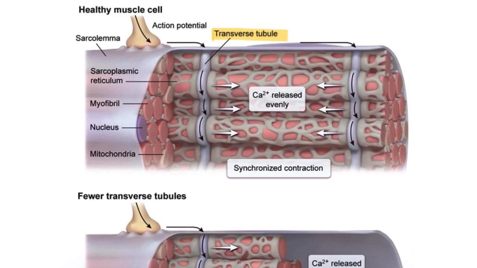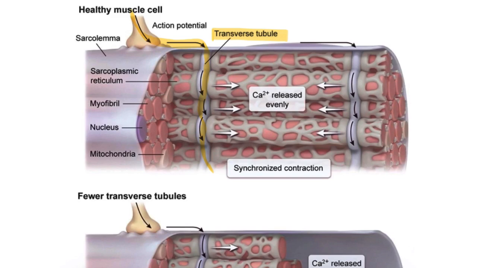a healthy skeletal muscle cell the action potential travels along the sarcolemma. Then after, you can see the outer membrane of the muscle fiber quickly dips into the cell via the transverse tubules or T tubules. These are the invaginations that transmit the action potential, as you can see in this image, and transmit the signal deep into the cell.